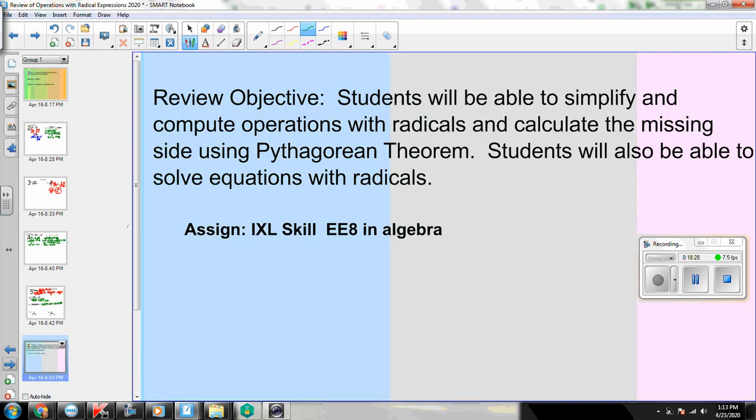Alright, so our objective today was to be able to simplify radicals. Your assignment is in IXL. It is skill EE8. Make sure you go to algebra and not 7th grade. Your job is to master it by getting a score of 100. So IXL skill EE8 in algebra.